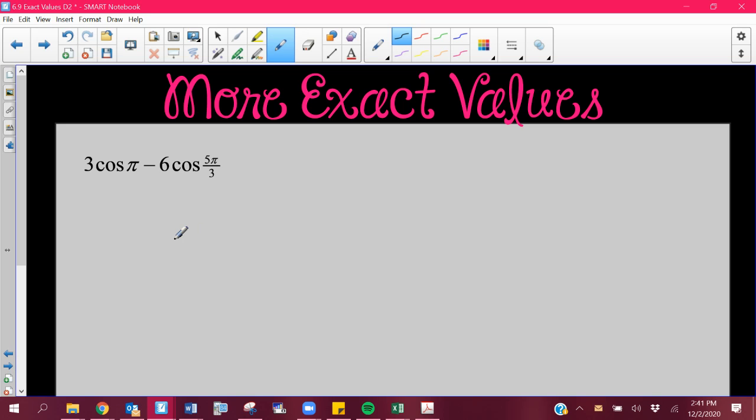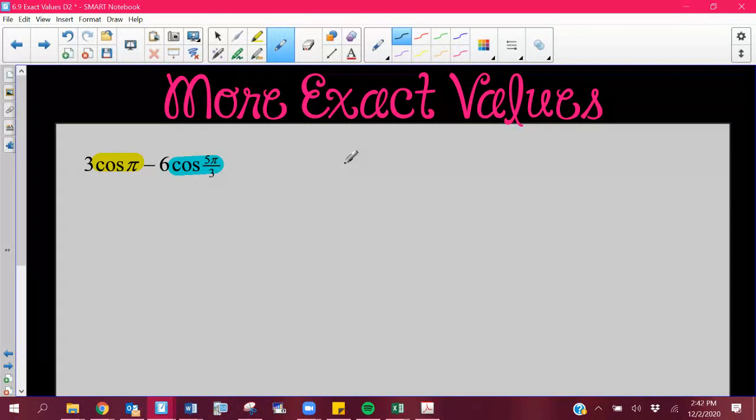For this type of problem, where you're faced with multiple cosines or multiple trig functions within one problem, just break it down into each of the pieces. So if I look at this thing, I have two different exact values going on. I have the cosine of pi, and I have the cosine of 5 pi over 3. These other things are just coefficients that I'll end up multiplying by in the end.